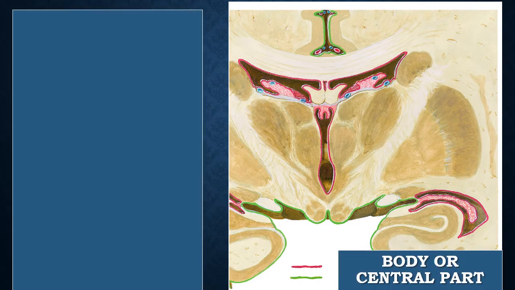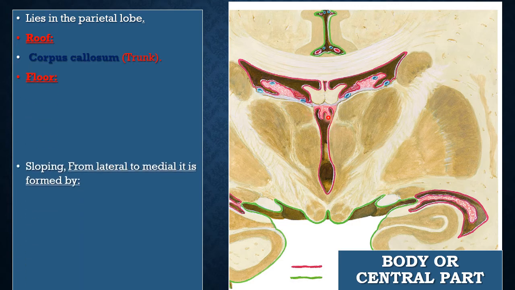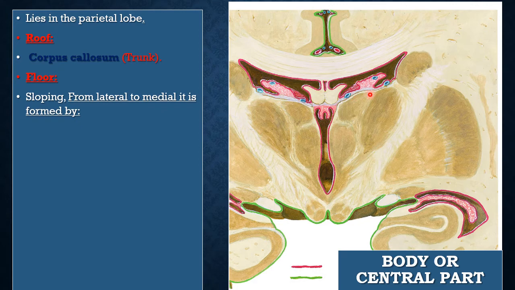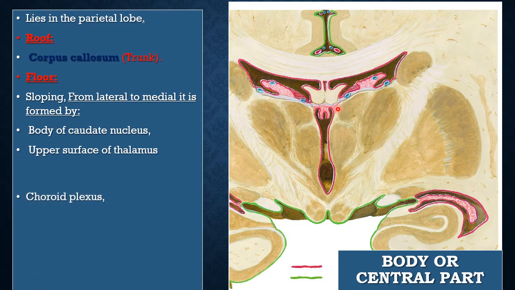Then moving to the body or central part. So the body, which is present in the parietal lobe, is having a roof, which is formed by the trunk of corpus callosum, and a floor which is formed by the sloping surface from lateral to medial. We can identify the head of the caudate nucleus or body of the caudate nucleus. Then we can identify the upper surface of the thalamus and the choroid plexus as well. The body of fornix most medially.